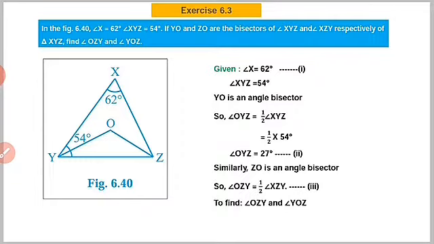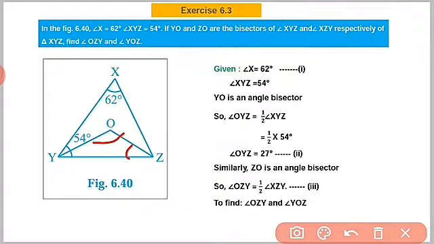In this, we are taking second question, that is, in the figure 6.40, we have been given angle X, that is 62 degree, angle XYZ 54 degree. If YO and ZO are the bisectors of angle XYZ and angle XZY respectively of triangle XYZ, we need to find angle OYZ, OZY and angle YOZ.